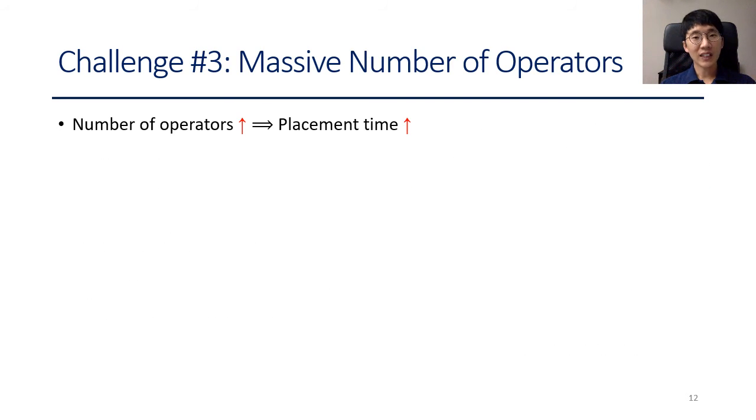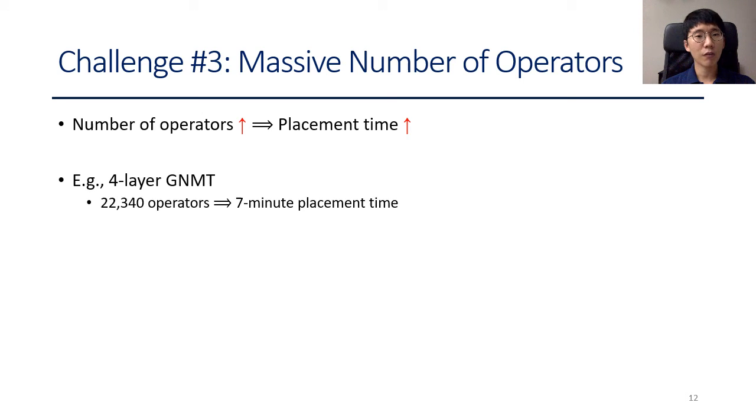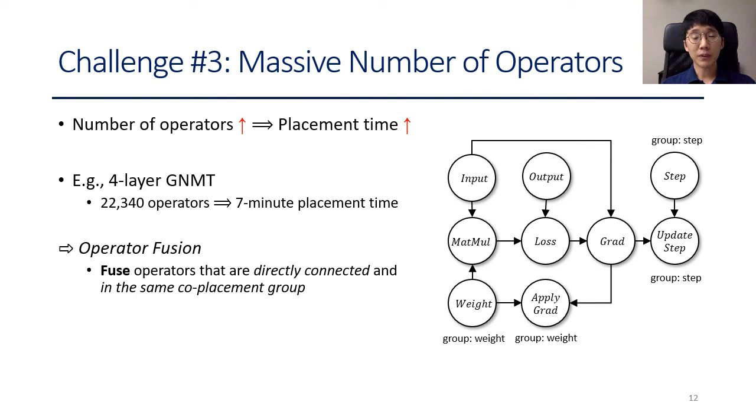The third challenge is dealing with the massive number of operators in an ML graph, since this increases the placement time. For example, 4-layer GNMT has around 22K operators. Generating a placement plan for this takes around 7 minutes. To minimize the placement time, we fuse operators that are directly connected and in the same co-placement group.